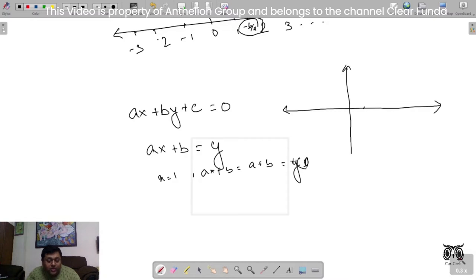So for y equals 1. If you remember, we used to write a polynomial in what form? p(x) equals something, something, something.